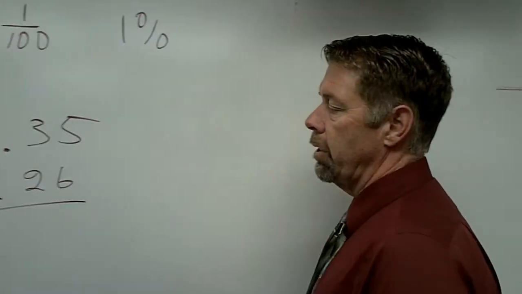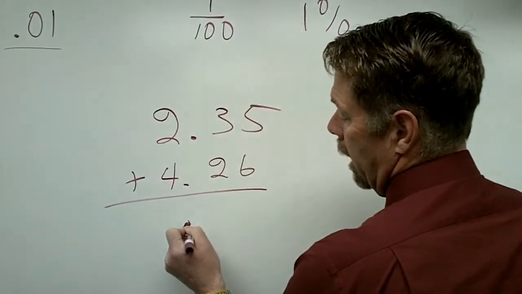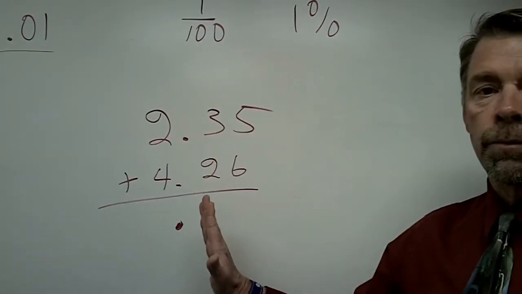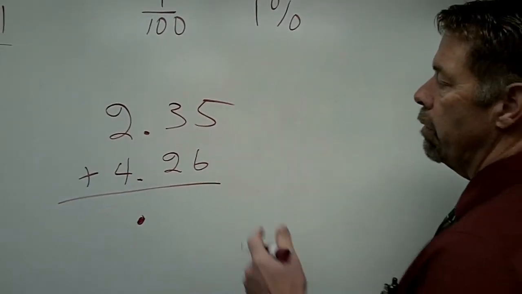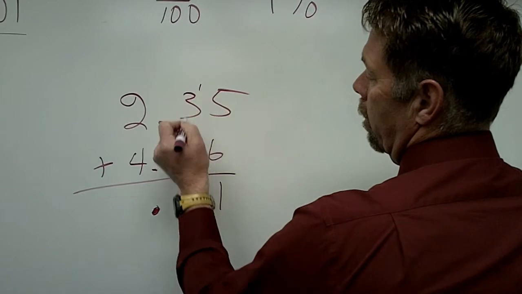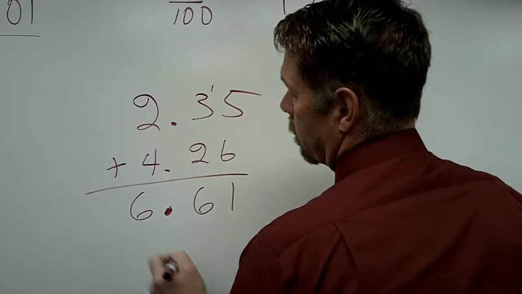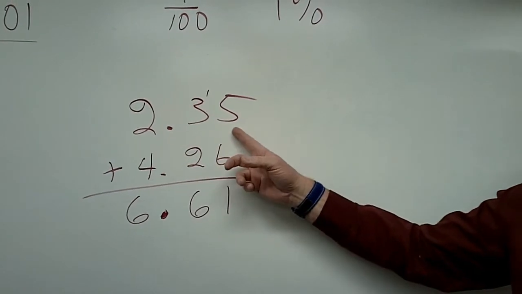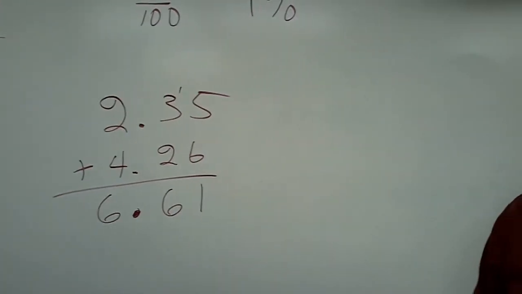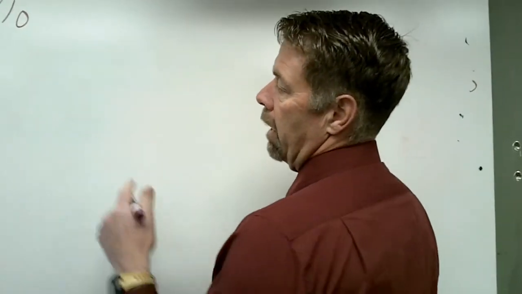This is no different than doing a regular addition calculation. The only thing is you want to make sure you bring your decimal point down to start with. If it's something that you're going to forget, do it first thing. Then all we do is add. 5 and 6 is 11, carry the 1, 4 and 2 is 6, 2 and 4 is 6. So 2.35 plus 4.26 is 6.61.